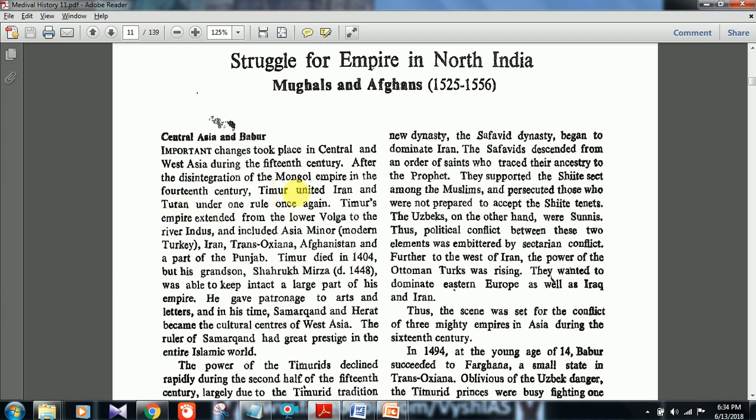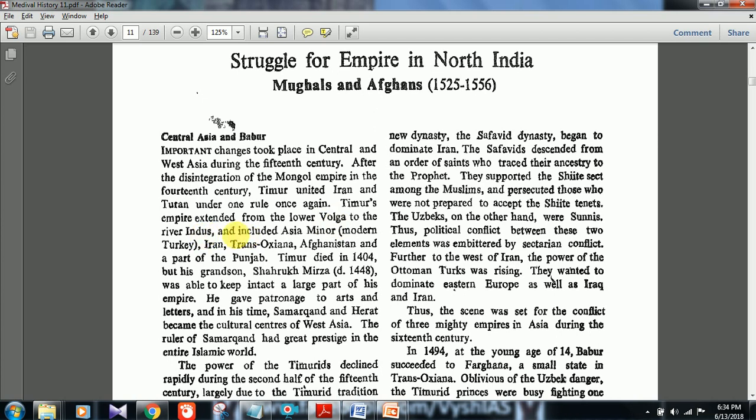So Timur actually united this region after the disintegration of the Mongol Empire. He was the one who united these two places. Then Timur's empire extended. You don't need to memorize all these things, but you should know that all these are around Eastern Europe or the Eurasian border and the Central Asian regions, from the lower Volga to the river Indus.